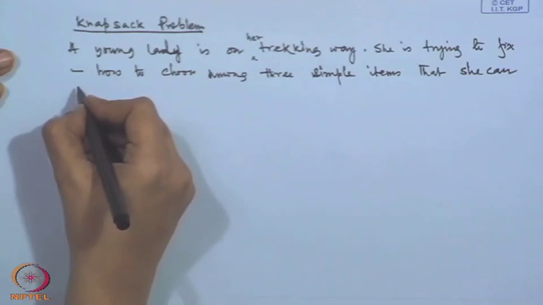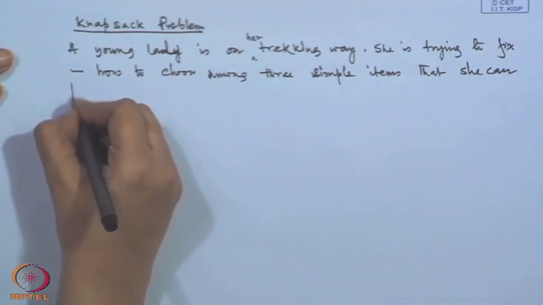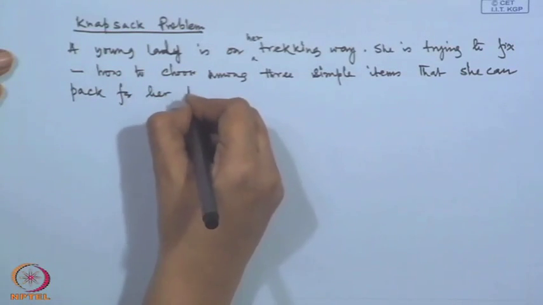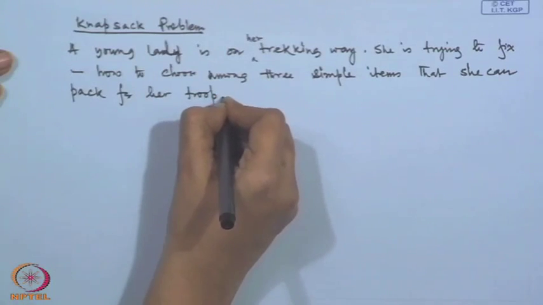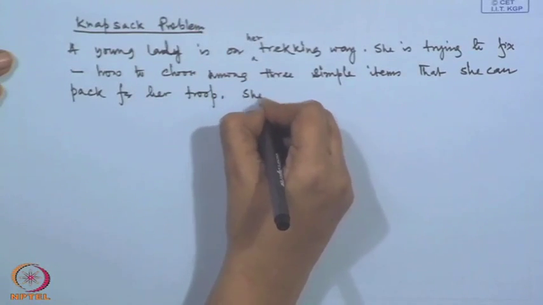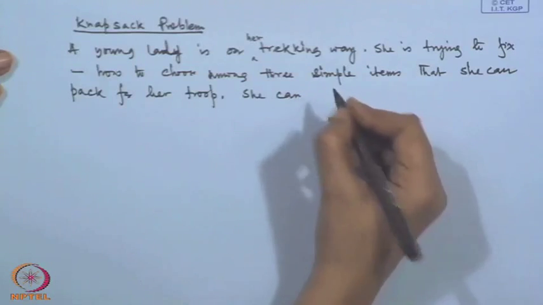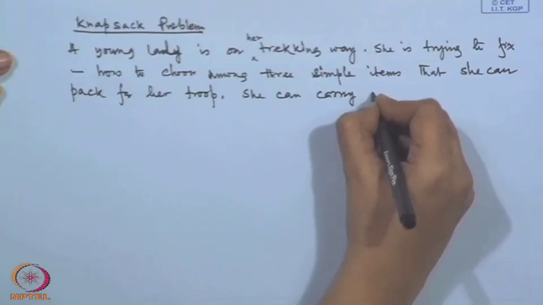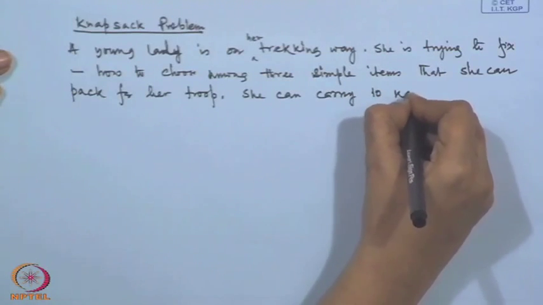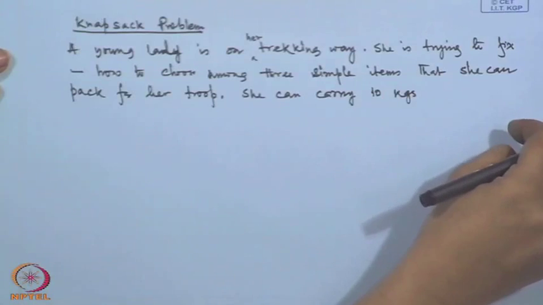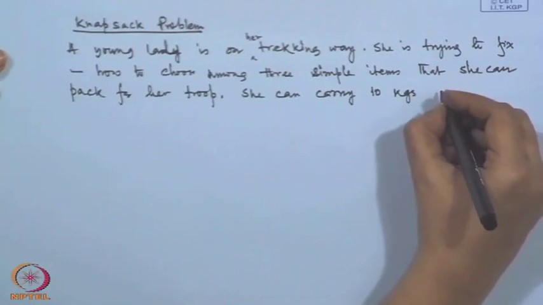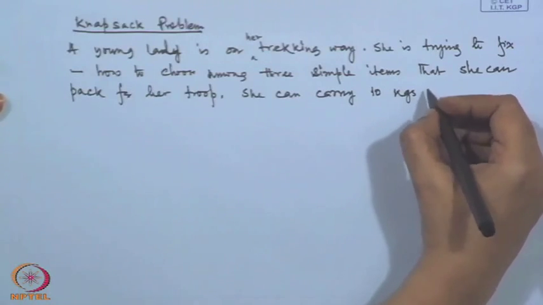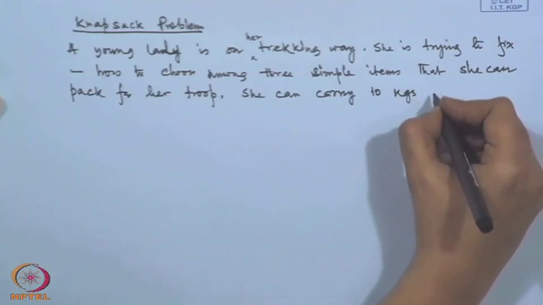Let me put the situation in this way. She can carry at most 10 kgs in her knapsack. We want to utilize the whole space of her knapsack, but there are certain constraints, certain information related to the things she is trying to pack.